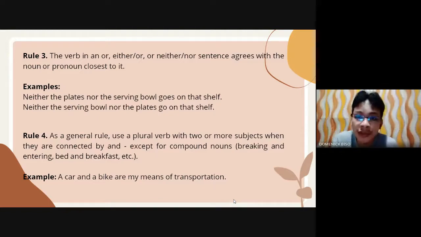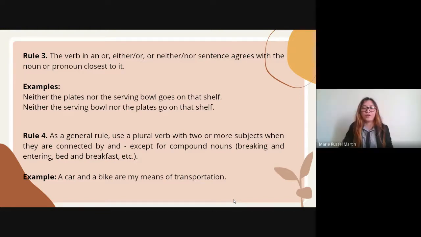Rule number 3, the verb in an either or neither nor sentence agrees with the noun or pronoun closest to it. For examples, neither the plates nor the serving bowl goes on that shelf. Neither that serving bowl nor the plates go on that shelf. Okay, very good. Thank you so much for reading. So from this rule, read it again. Everyone, I want you to read it again on your own. The verb in an either or neither nor sentence agrees with the noun or pronoun closest to it.